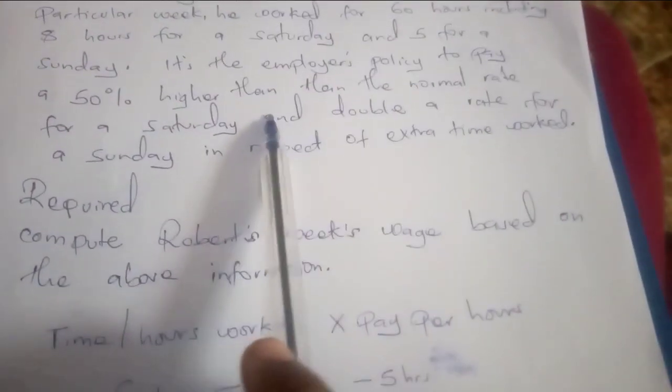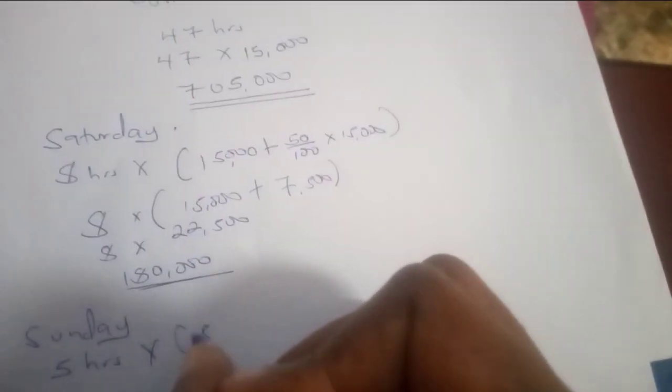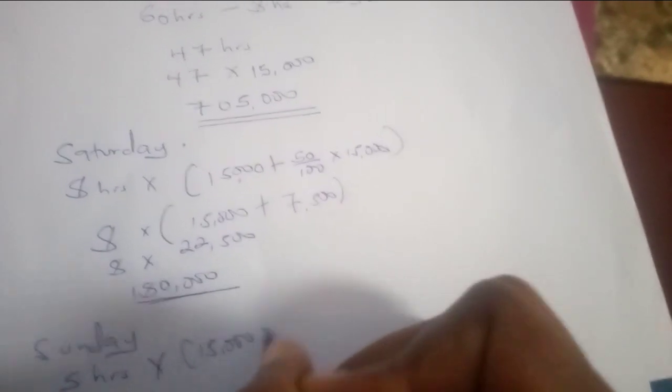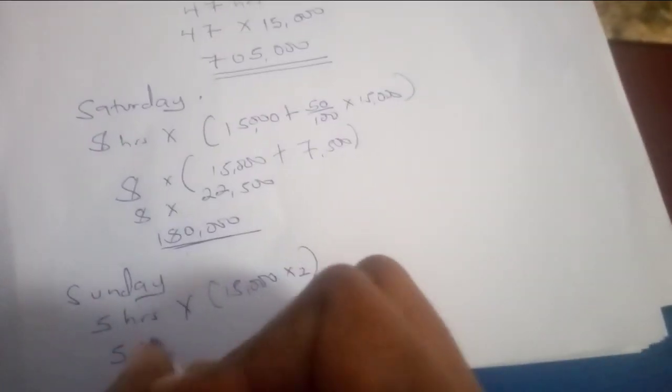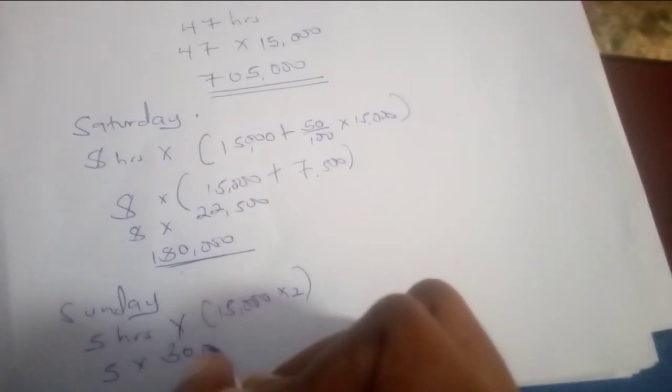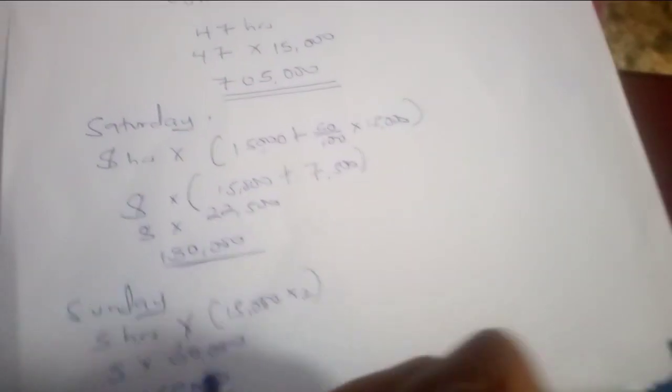they were like double the rate for a Sunday. So the rate for a Sunday, it's just 15,000 times 2, which is 30,000. So it is 5 times 30,000, which is 150,000. So he earned 150,000 on a Sunday.